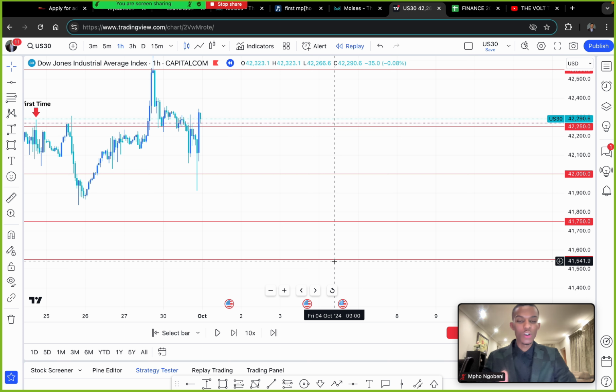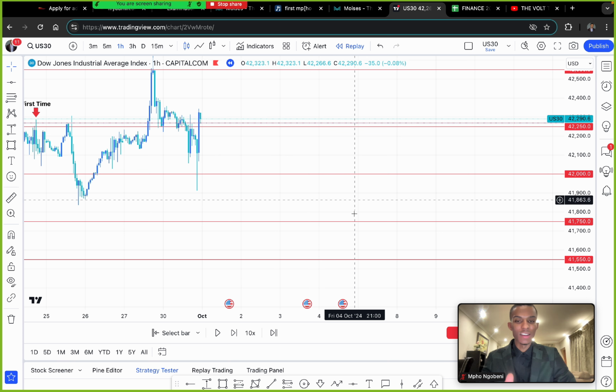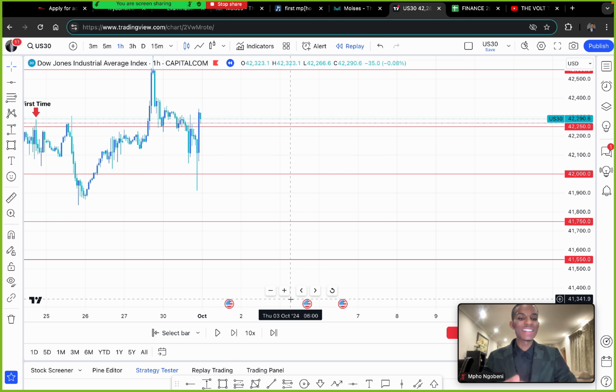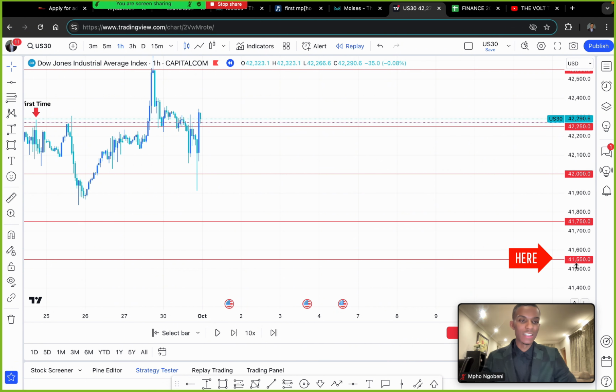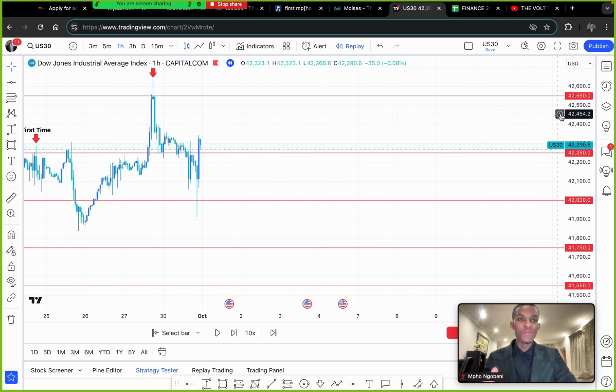So I drew horizontal red lines here on the chart, and these are known as key levels. Easy as that. So what I drew here is key levels. If you check the price level on the right there, see it's 41,550. That's my key level. 41,750. That's my key level. 42,000. That's my key level. 42,250. That's my key level. 42,550. That's my key level.